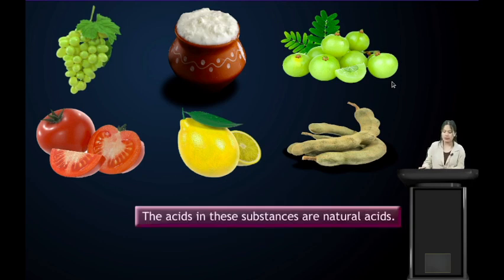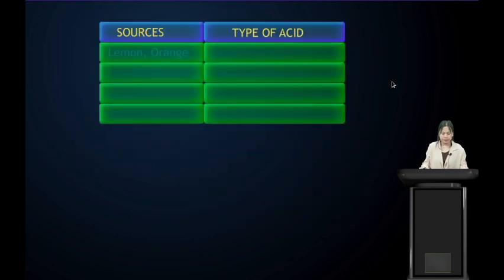The acids in these substances are natural acids. The acids present in these fruits, like grapes, tomato, lemon, gooseberry, are natural acids because they occur naturally in nature. So let us see some sources and types of acid.